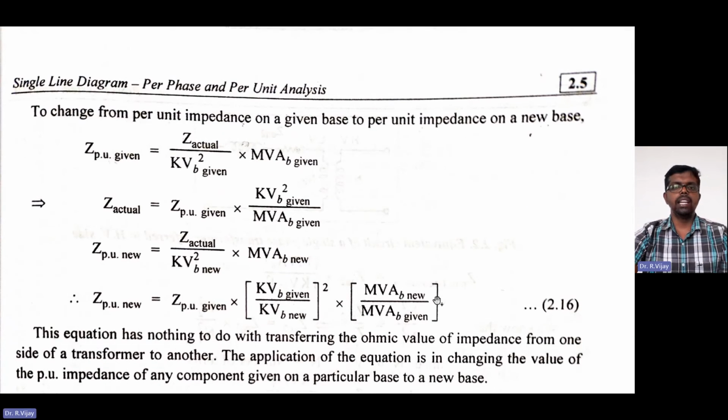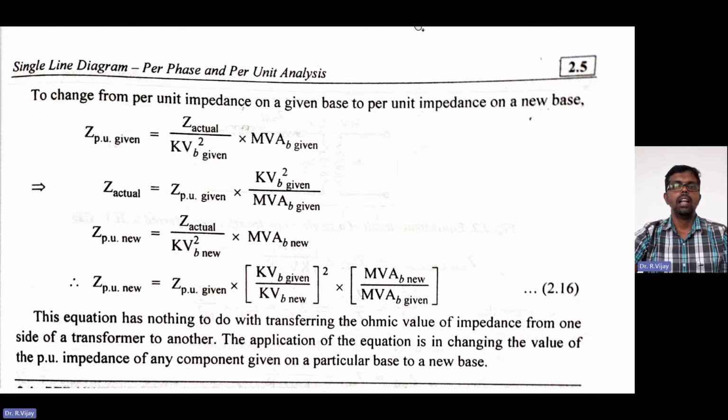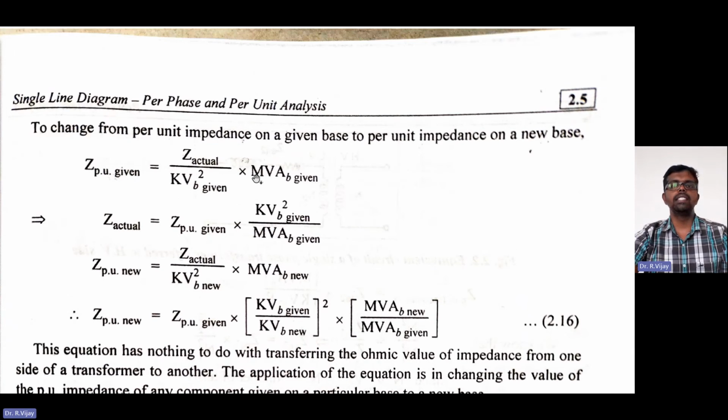Next, this is very, very important, as we are going to use this in our problems: to change from a given base to per unit impedance on a new base. So is that per unit given or old value? Some books give it as the given value, some as the old value. So Z per unit old is equal to Z actual divided by KVB squared old into MVA base old. That is from the previous formula.